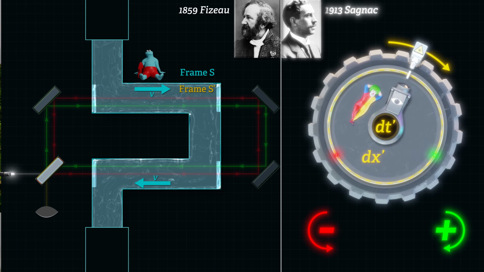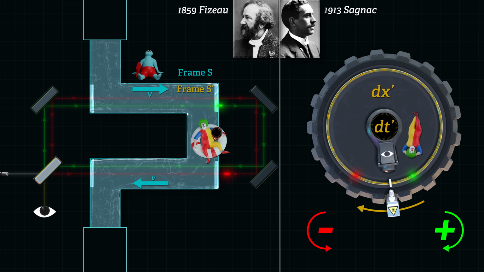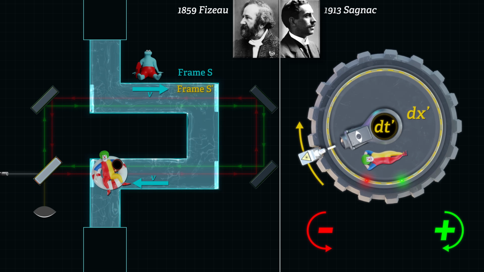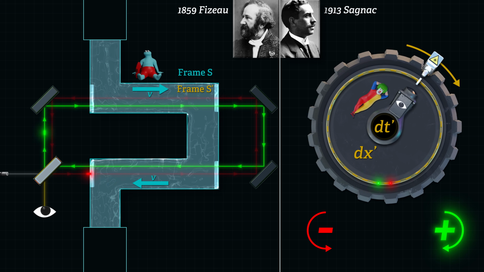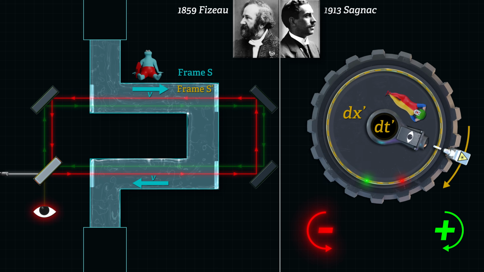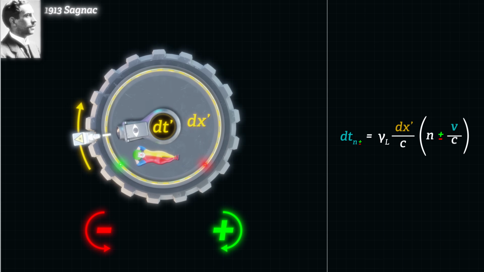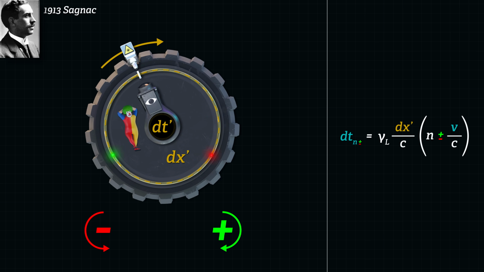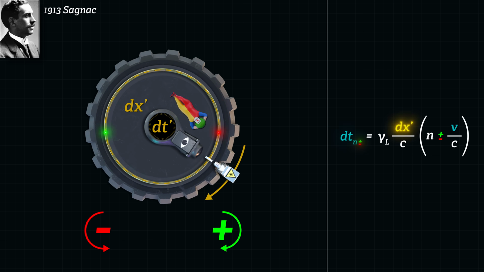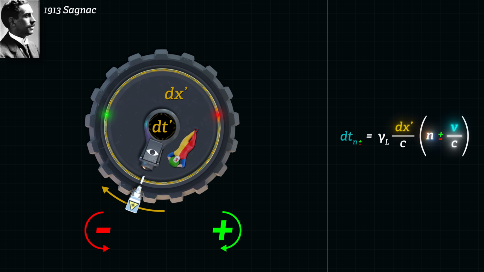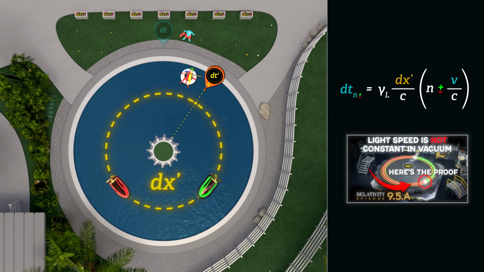In either a Sagnac or a Fizeau experiment, we would like to determine what effect the speed of frame S' has on the time measurements for light to complete the counterpropagating trips in the positive or downstream versus the negative or upstream directions. Since dx prime is constant in a Sagnac experiment, we would like to express elapsed time, dt sub n plus or minus, in terms of dx prime, n, v, and c. We defined the meaning of these terms in episode 9.5a.